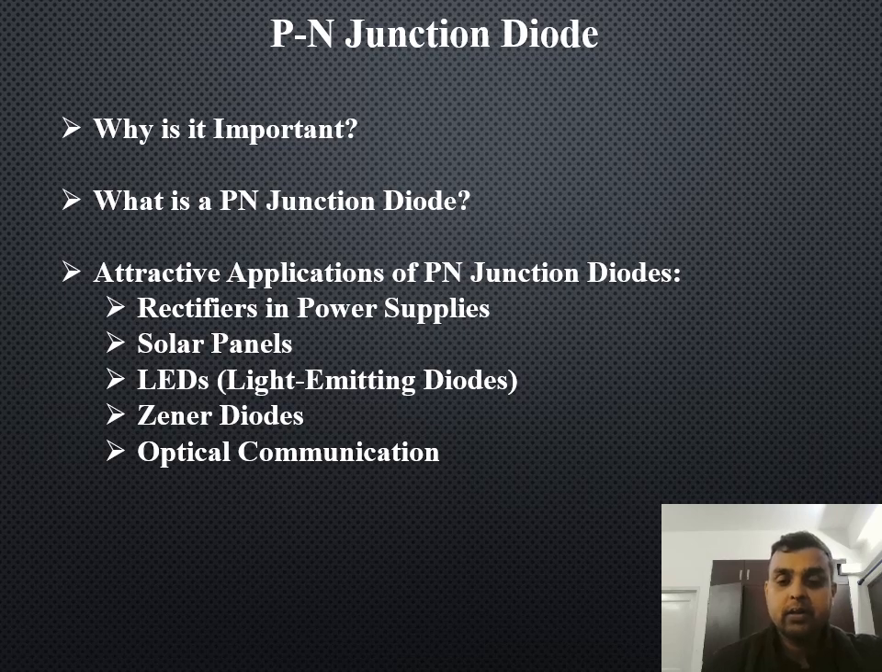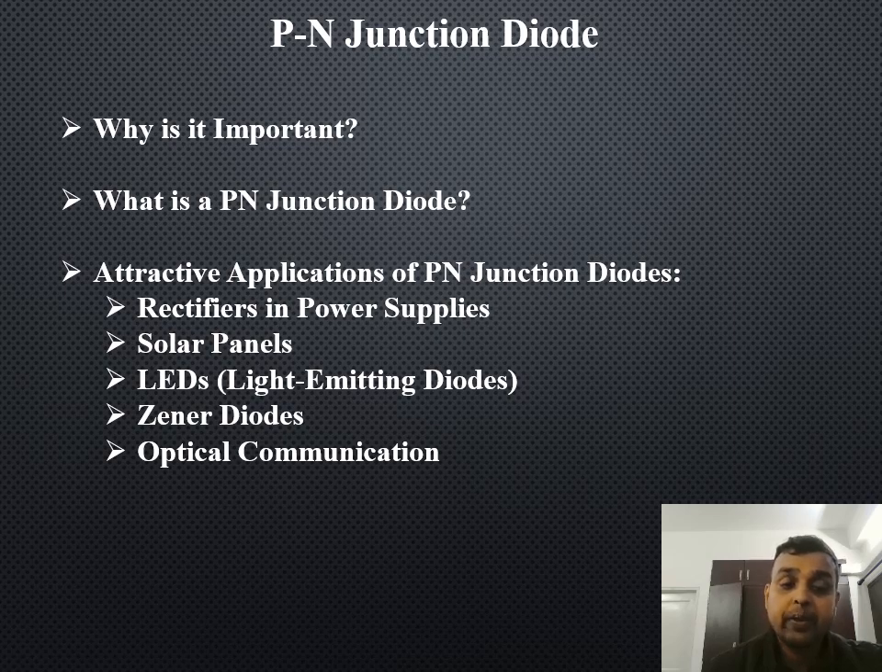Why is it important? PN junctions form the foundation of almost all semiconductor devices like rectifiers, solar cells, light emitting diodes, and Zener diodes. Understanding this single device helps us to grasp the working of transistors, ICs, and even modern microprocessors.